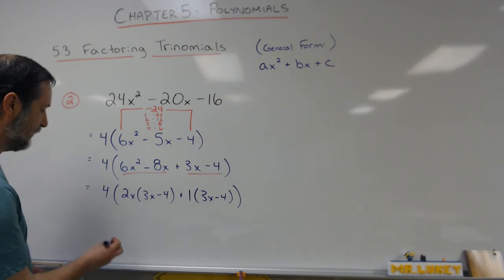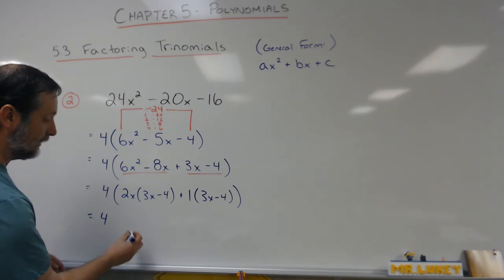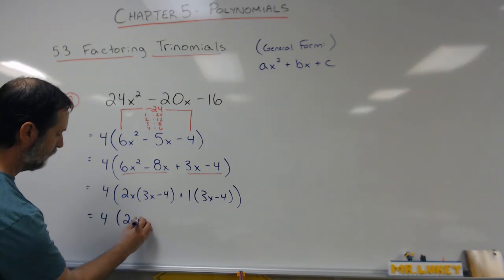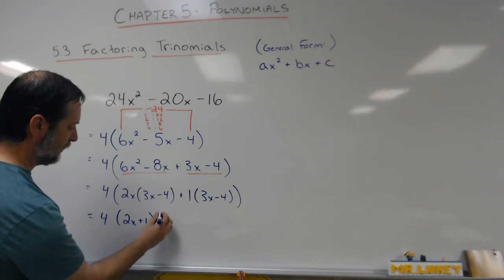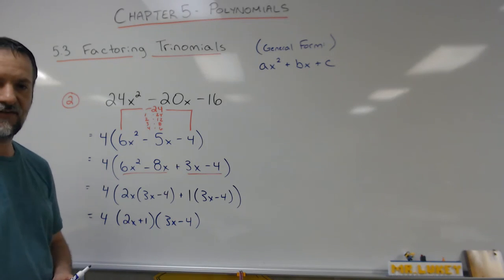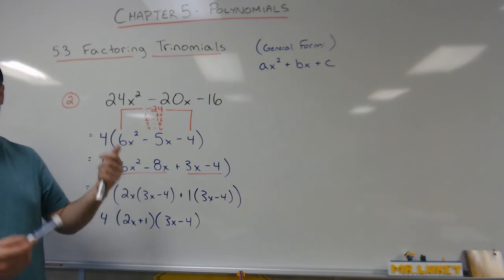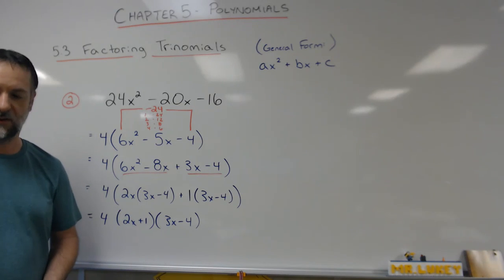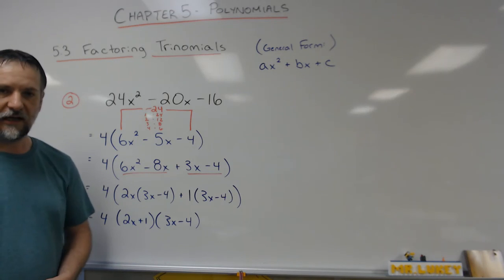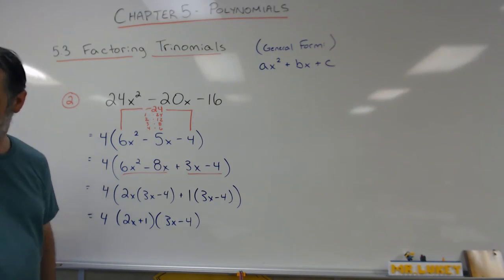Now I can combine that together, so this is still going to be 4 times the 2x plus 1 can come together, and the 3x minus 4's stay. And I have successfully completed that. And again, by factoring out the 4 first, I made this a much more easy question to deal with. All right, so a couple more quick examples here, and we will go from there.